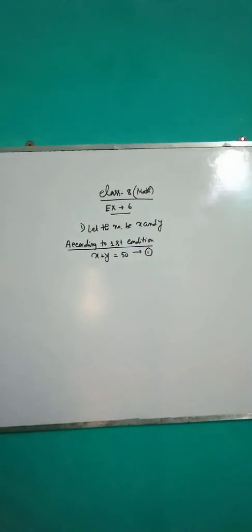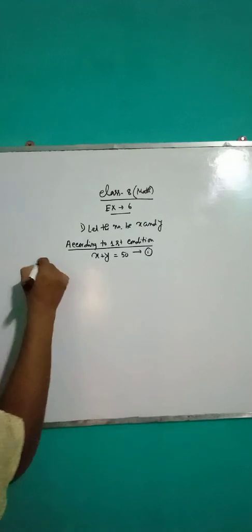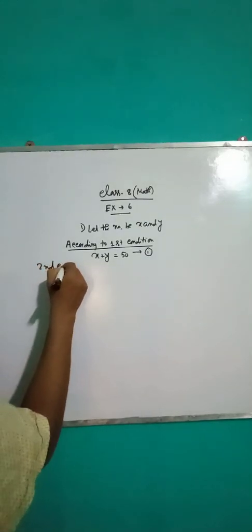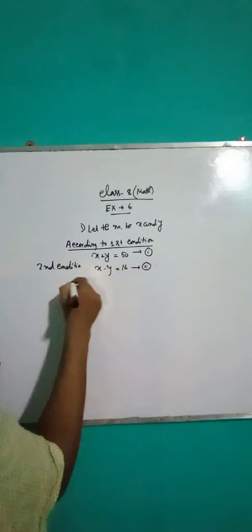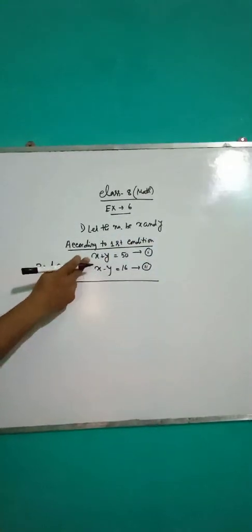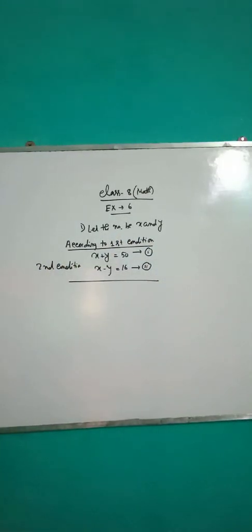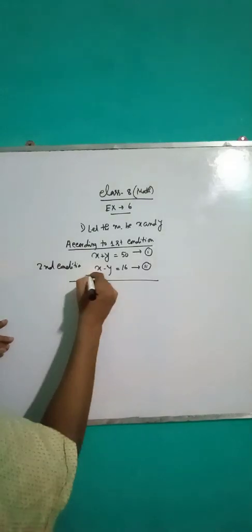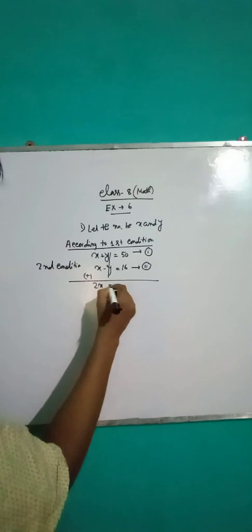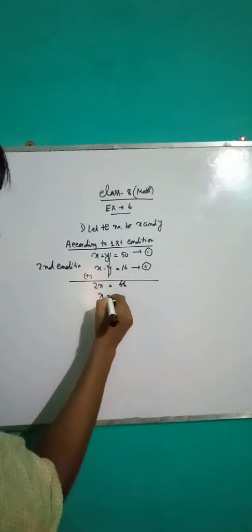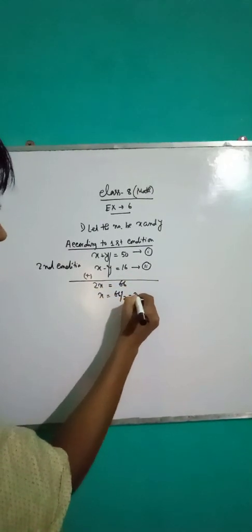And according to the second condition, the difference is 16. Second condition, x minus y is equal to 16. Now, you don't do any calculation because the values are the same and the signs are opposite. So without performing any action, if you just add, we get the value of the other part. What is that? 2x is equal to 66. So x value will be 66 by 2, that is 33.